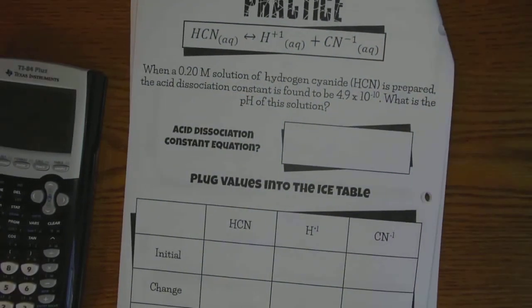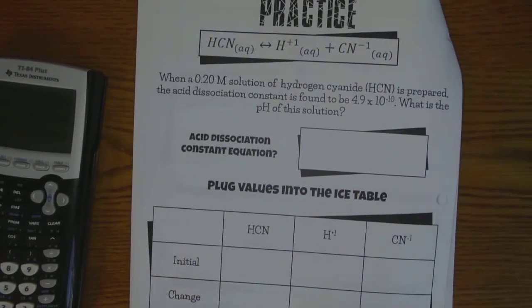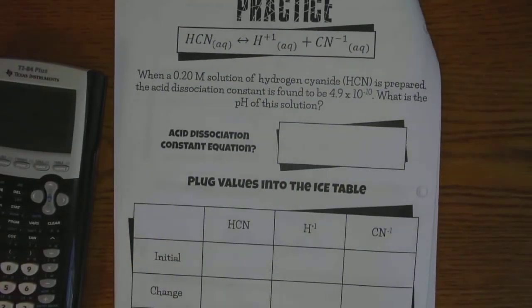So here, when a 2.0 molar solution of hydrogen cyanide is prepared, the acid dissociation constant is found to be 4.9 times 10 to the negative 10th. What is the pH of this solution? Okay. So just like we do with the rest of these, we always start with the same thing.